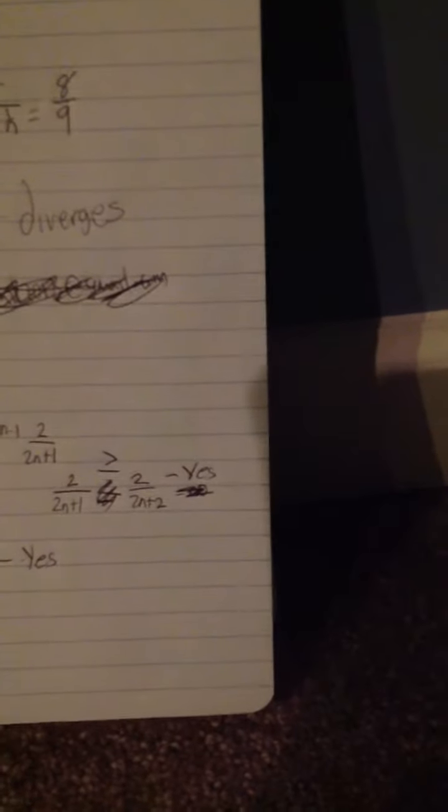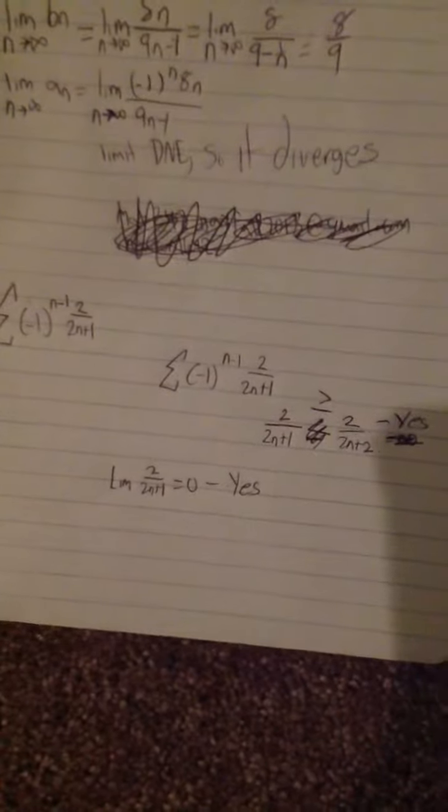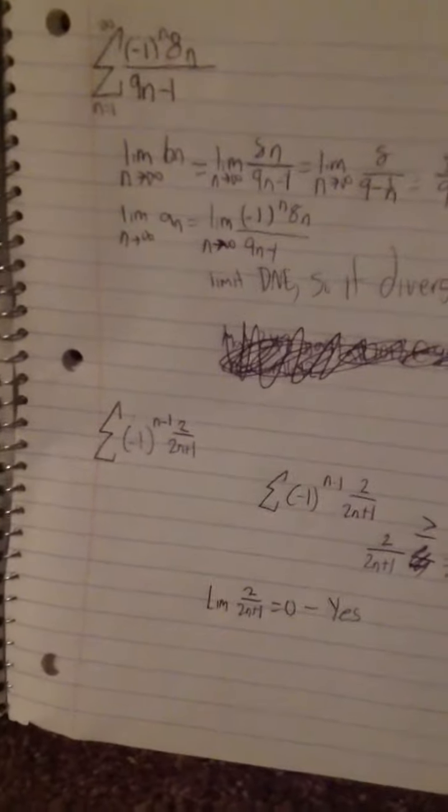Finally, we have the sum of -1 to the n minus 1 times 2 divided by 2n plus 1. Now, we take this and we rewrite the term. The first test does indeed show 2 over 2n plus 1 is greater than or equal to 2 over 2n plus 2. So the first condition is indeed fulfilled. And then secondly, we check to see if the limit of 2 over 2n plus 1 is equal to 0, and it is. So therefore, this original series is indeed convergent.